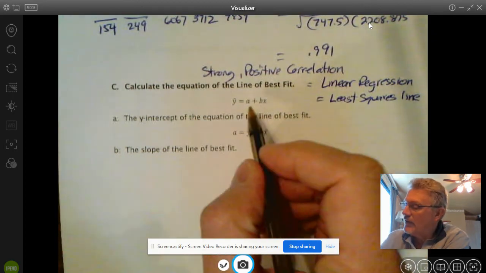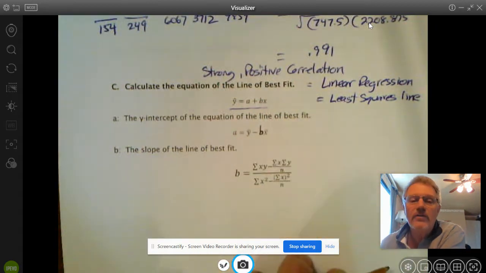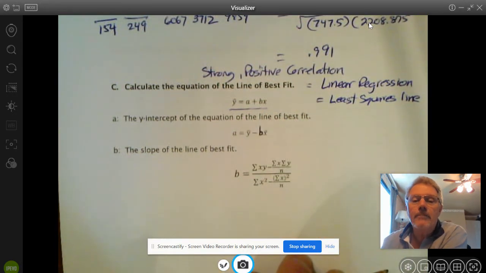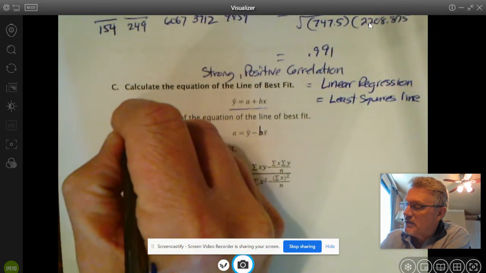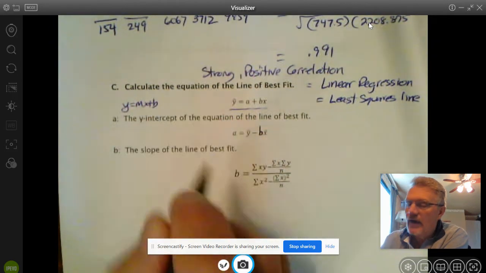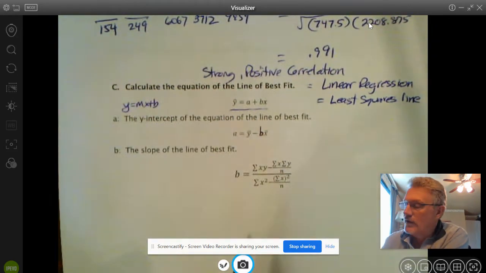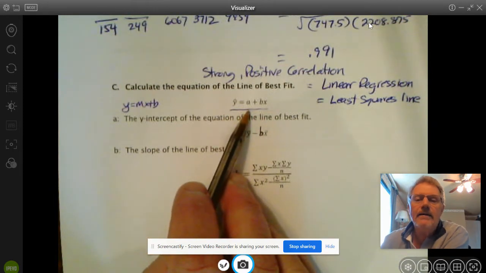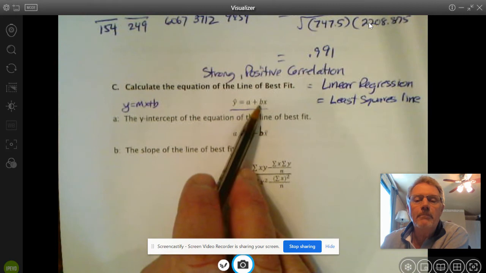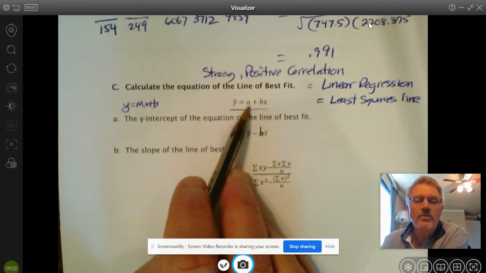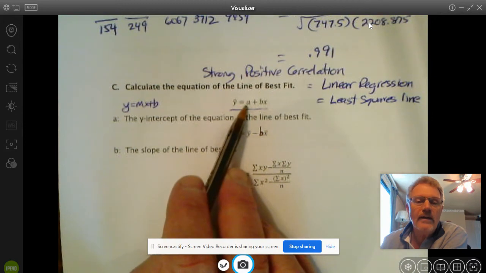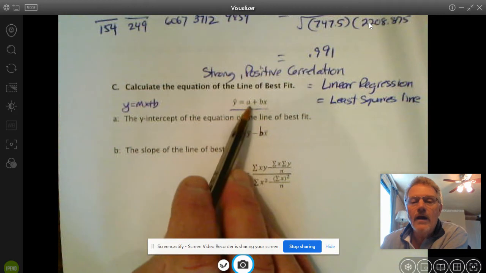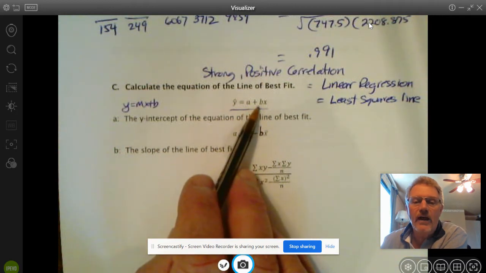All right, and the other thing that we need to be careful of here is you have to change your thinking. We're used to y equals mx plus b from algebra. But in stats, we use y hat equals a plus bx. It's the same idea. The only thing is that b is the slope and a is the y-intercept. But this is the form that we use. A is the y when x is 0, and b is the slope of the line.